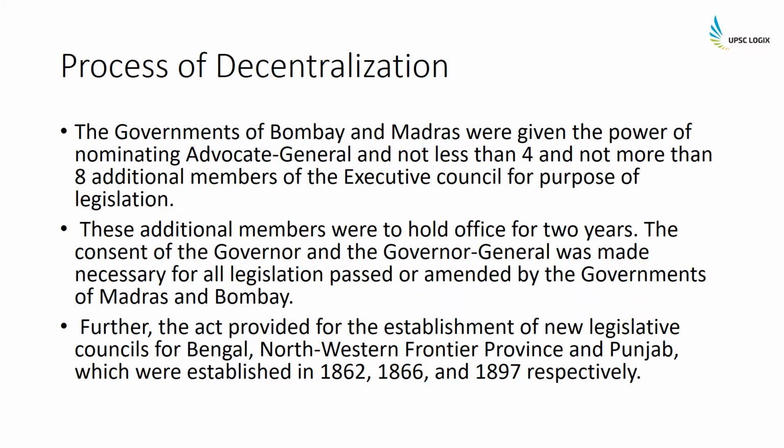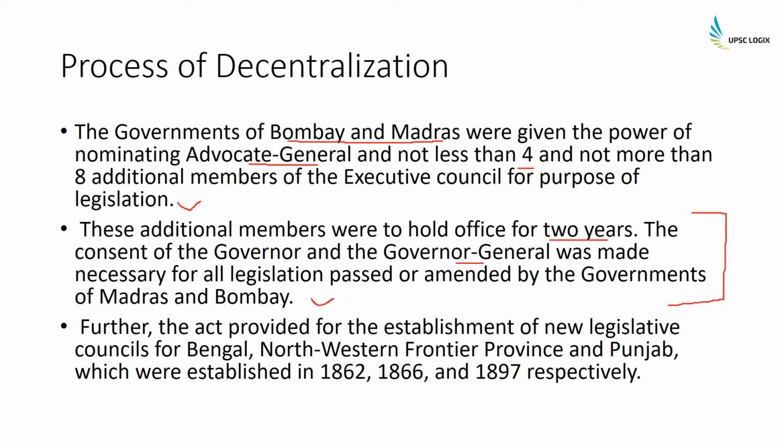So let us have a look at the decentralization process. The power to legislate for the Bombay and Madras presidencies was restored, and they were given the power to nominate an advocate general and at least 4 to 8 members to the Executive Council for the purpose of legislation. These additional members were to hold office for just 2 years, and the consent of the governor and the governor general was made necessary for all legislation passed or amended by the governments of Madras and Bombay. So there was a check on the legislation made by these presidencies.